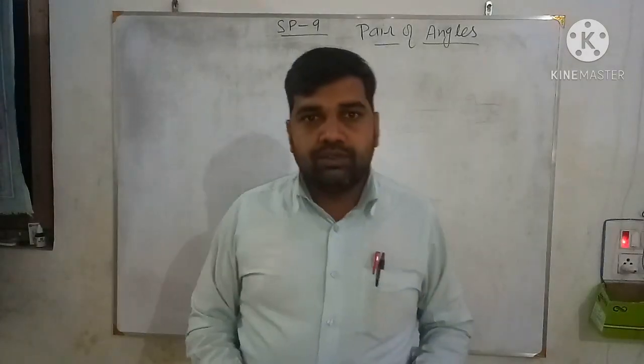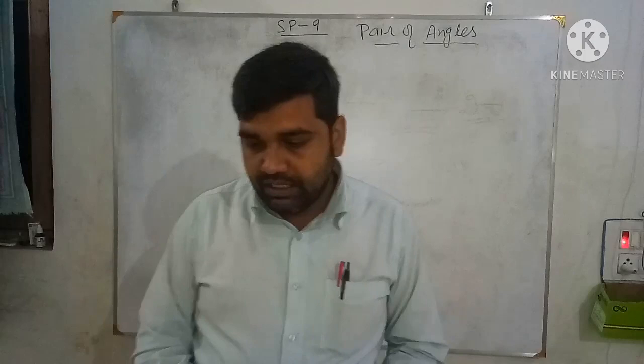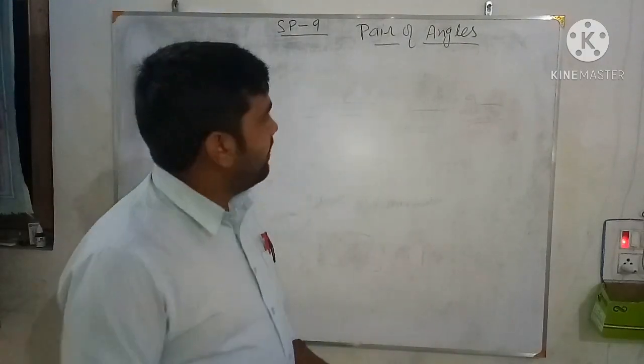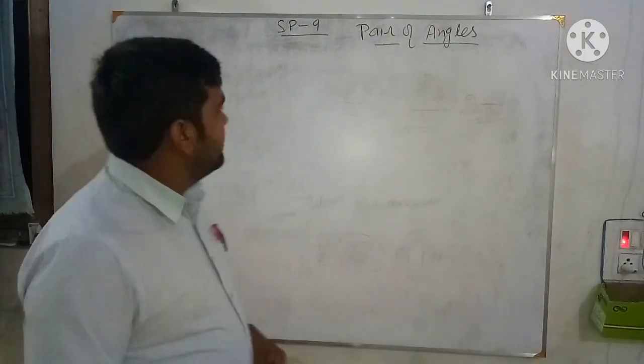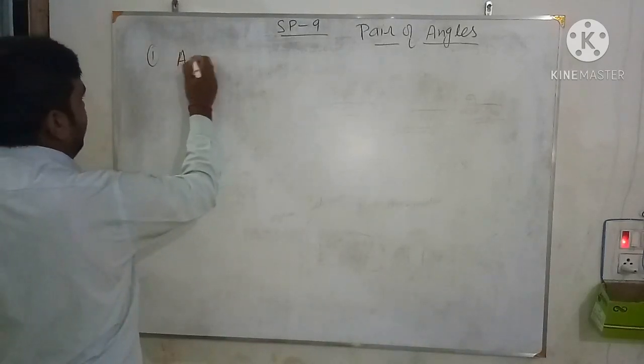Hello students, so today we will start new exercise, Self Practice 9, Pair of Angles. In this we will study different types of angles. See, one is the acute angle. The first angle is the acute angle.